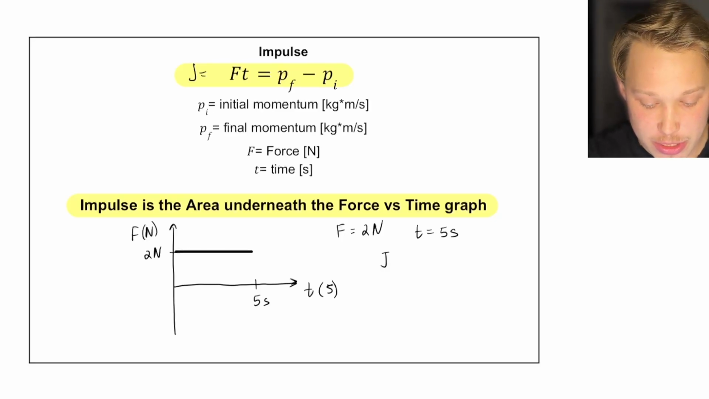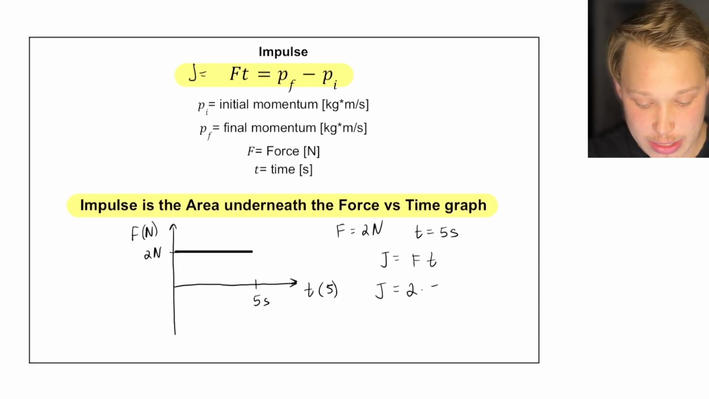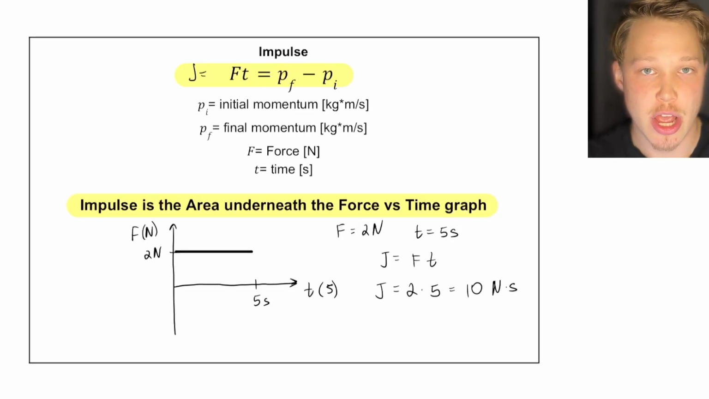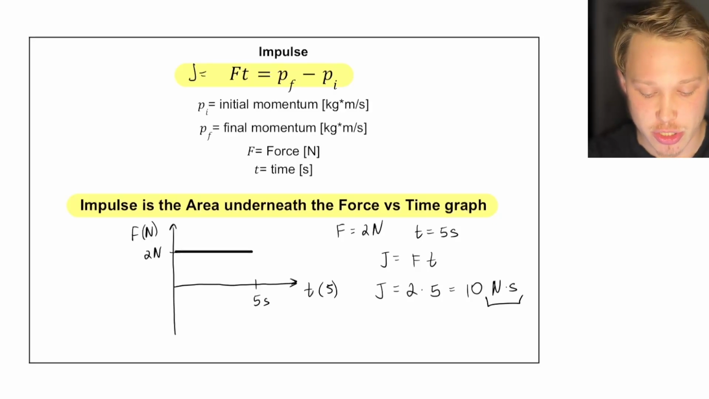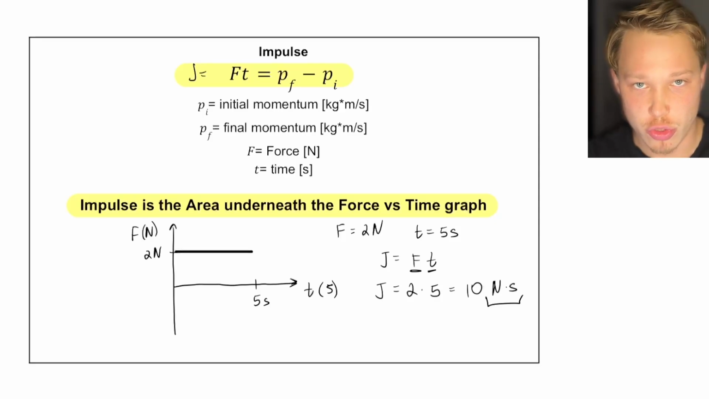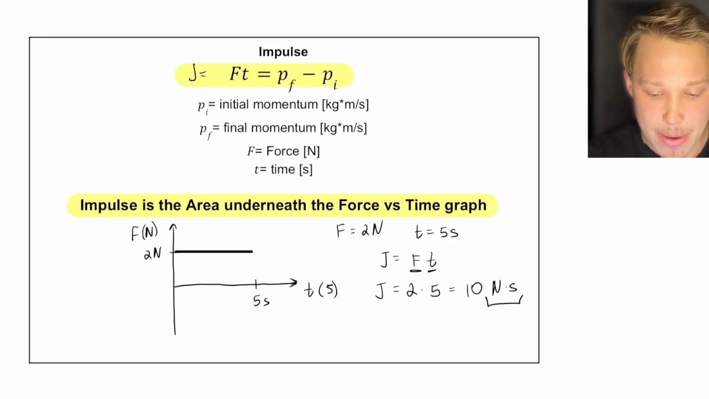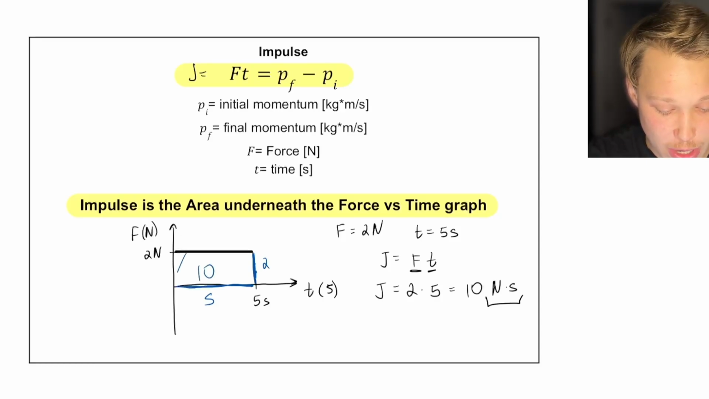Now, if impulse is force times time, and the force is 2, and the time is 5, the impulse is going to be 10 newton-seconds, right? Impulse doesn't have special units, so the units are just newtons times seconds, because we're multiplying force, newtons, times time, seconds. But as you can see graphically, this will be represented by the area underneath the curve, because this side is 5, and this side right here is 2. So the area of this rectangle is essentially 10 as well.